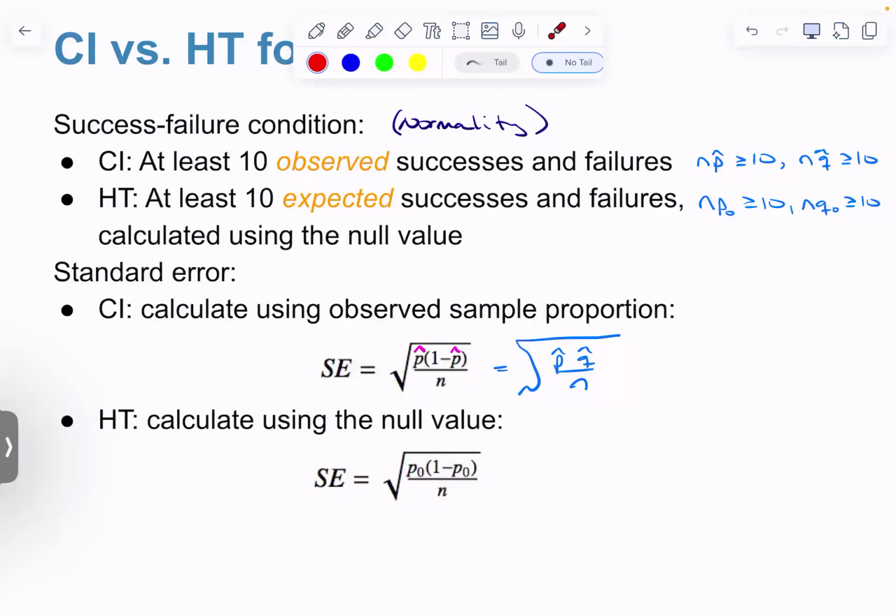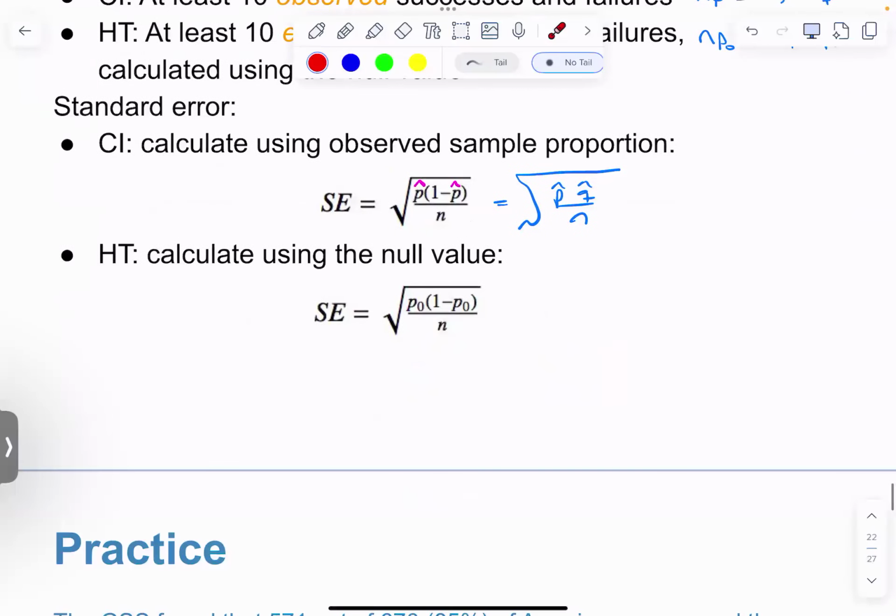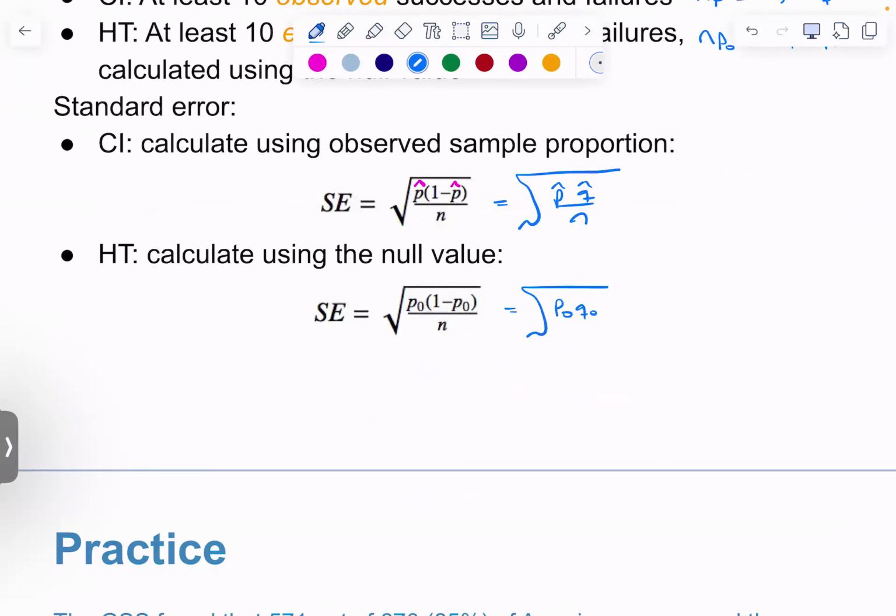Whereas for a hypothesis test in the square root, we have a p naught, right, which is exactly what we use to check our conditions to do a hypothesis test. So I use that as clues for myself. So this is p naught, q naught over n. Nice.